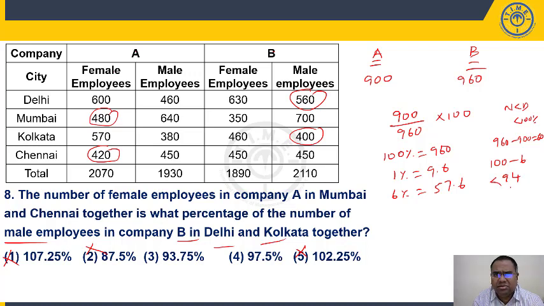So my answer will be close to 94 but slightly less than that. Close to 94, slightly less than that. So clearly it cannot be 97.5. The option is 93.75. Without solving the question, we can mark the answer.